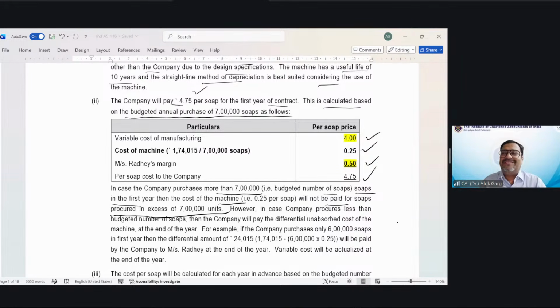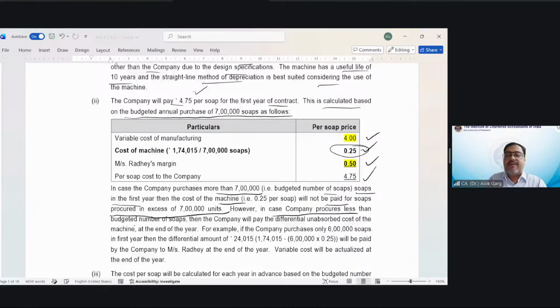So this machine, what is the identified asset? What is the asset in this entire arrangement? Machine, not the soaps. Soaps are inventory, na? Right? These soaps are inventory. What is the asset? Asset is machine. So this Fieldfresh company, the lessee, is getting a right to control the use of this machine. It is only for the purpose of Fieldfresh company. This machine is an identified asset also. Okay. And commercially, what it is saying is that if the company purchases more than 7 lakh quantity, the company is not required to pay this 25 paisa per soap. The company is not required to pay. Means the company has to pay only up to 7 lakh quantity.